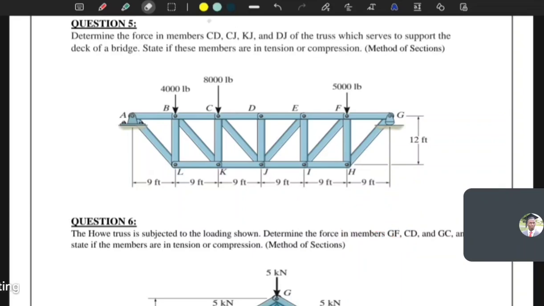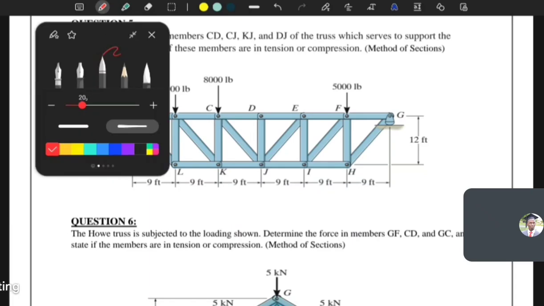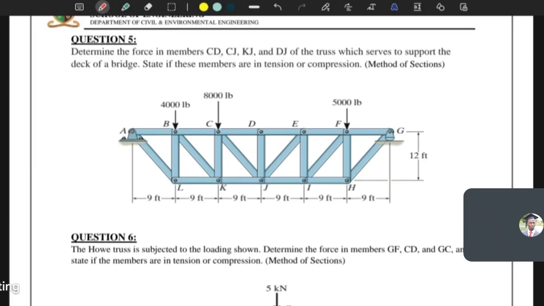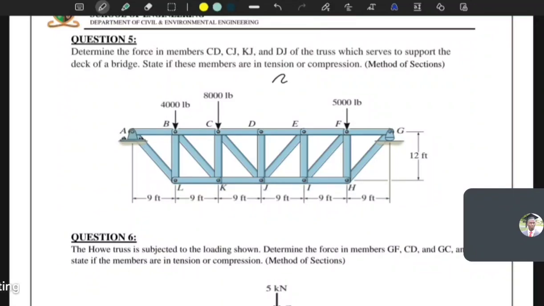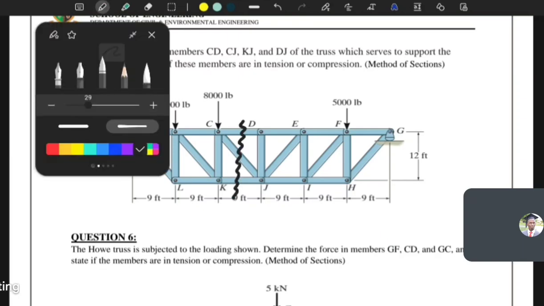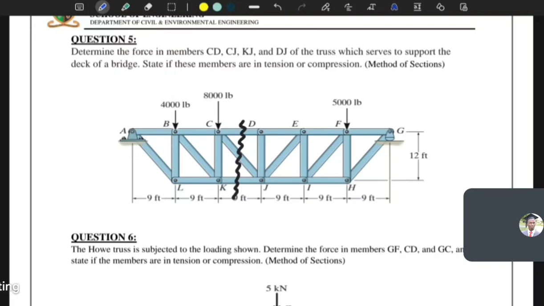So with the reaction GY figured out, let's now go ahead and determine what we are looking for. So here we have our sections. So let's choose our section first. So here, remember our section, we're looking for CD, CJ, KJ, then DJ will be last. So we're going to cut through this part here. So what happens when we cut through that point? Well, now our members will be exposed. What was initially inside CD will now show as outside.